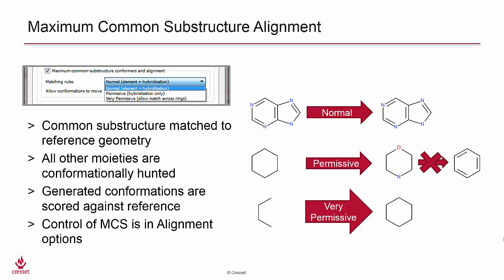Within the panel, we can also control how the routine handles hybridization and element differences. With normal, there is strict matching of the substructure. With permissive, the method ignores the element but matches on atom hybridization. For example, cyclohexane would match morpholine but not benzene. With very permissive, ring atoms can match non-ring atoms. For example, butane can match part of cyclohexane.